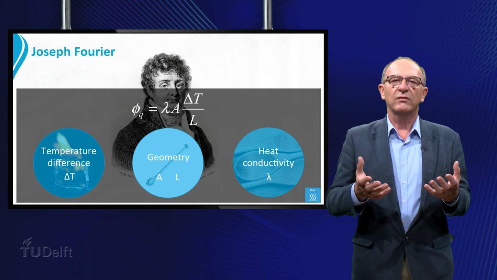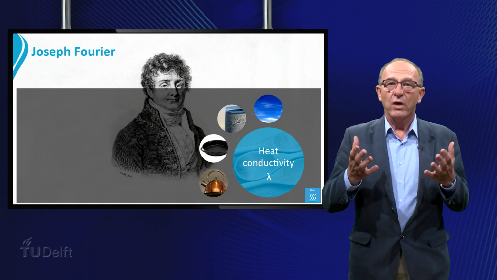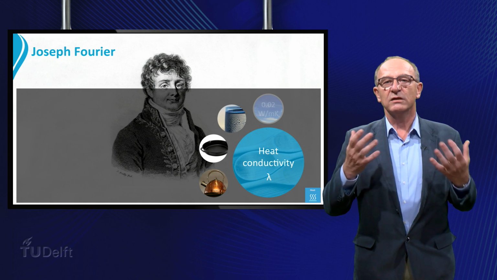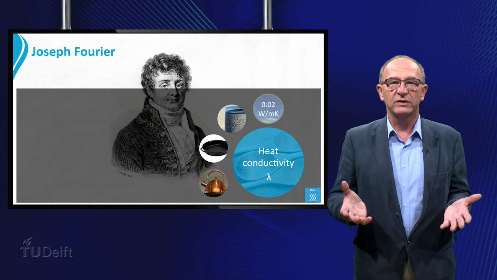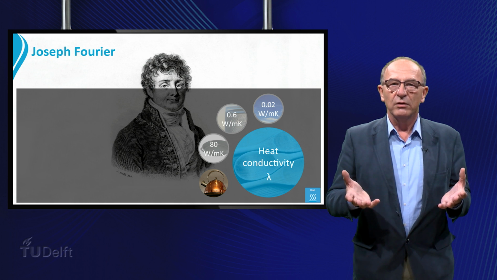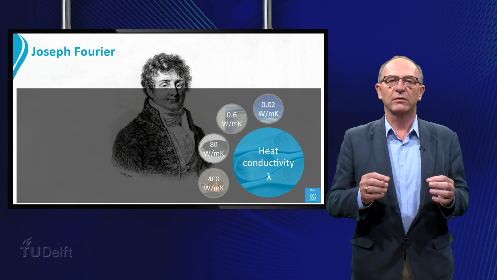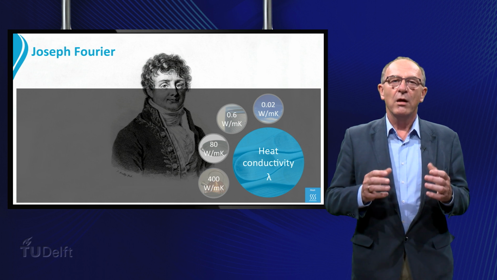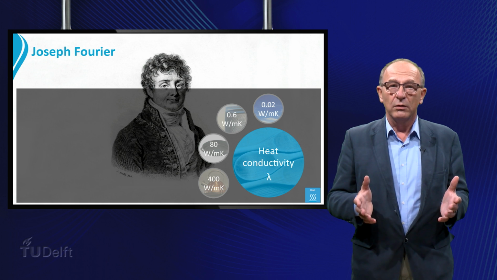Let's illustrate the difference in heat conductivity in different materials. For air, the conductivity is 0.02 watts per meter per Kelvin. For water it is 0.6 and for iron it is about 80. If you take copper, which is one of the best heat conductors, it's even 400 watts per meter per Kelvin. Well, we could pose the question, what can we do with Fourier's law?